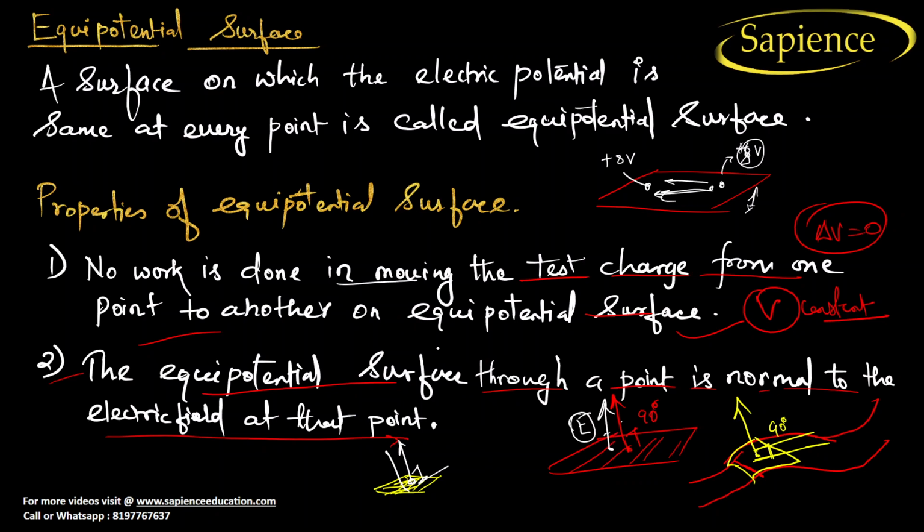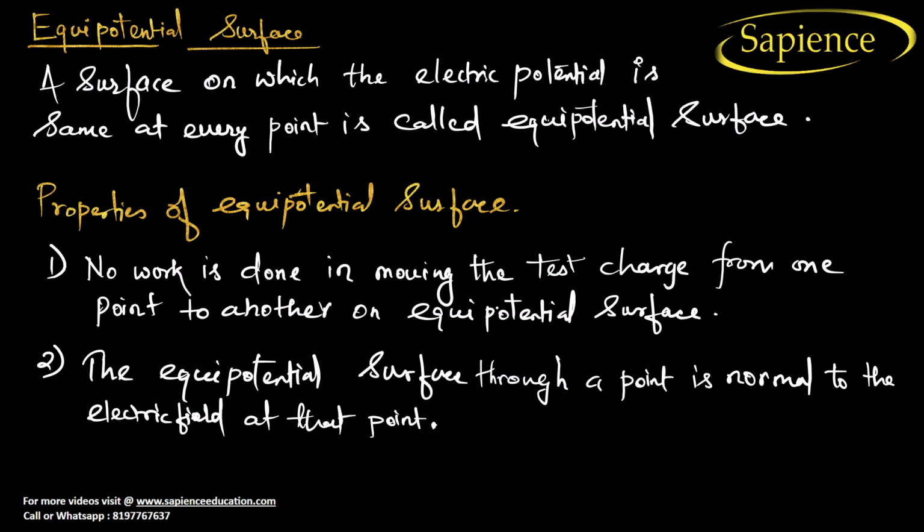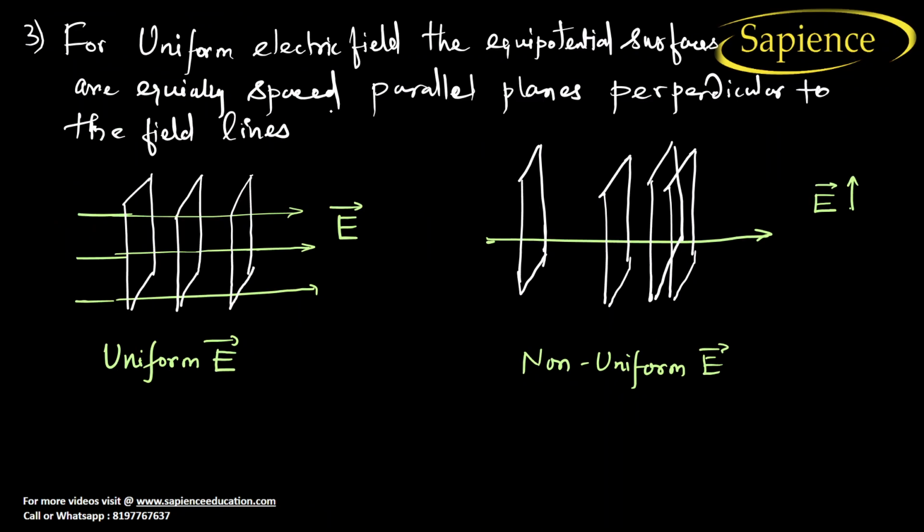So the equipotential surface through a point is normal to the electric field at that point, right? So I hope you have understood now. So equipotential surface through a point is normal to the electric field at that point. Now let us go for the third one.